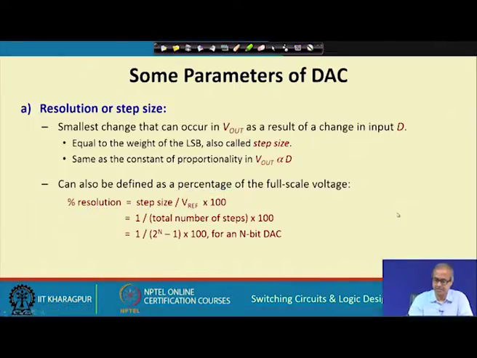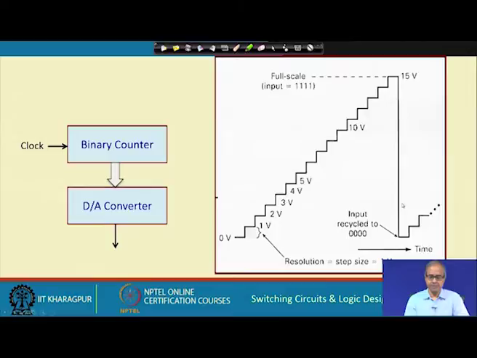Okay. Let us move on. Now, suppose I connect a DA converter directly from the output of a binary counter and there is a clock. So, the binary counter is counting 0, 1, 2, 3, 4. So, the output of the DA converter, if you observe on an oscilloscope, you will see that there will be a staircase kind of a structure generated. The output voltage will be increasing in steps.